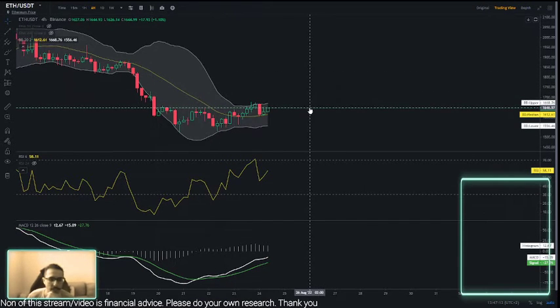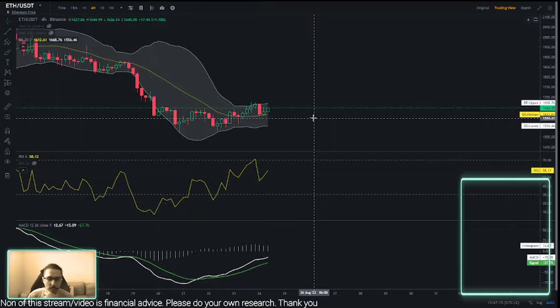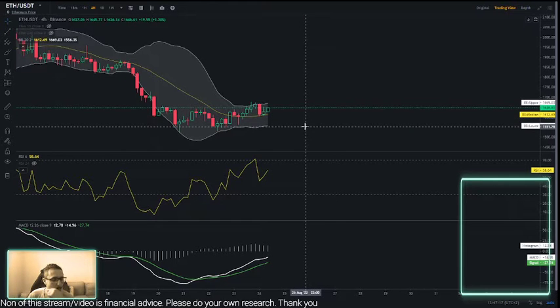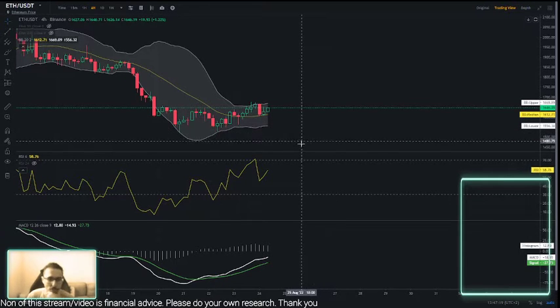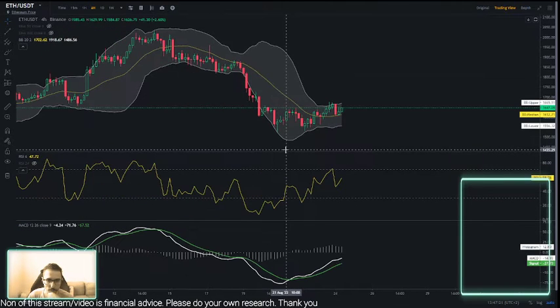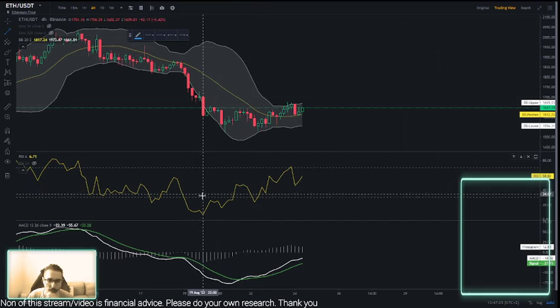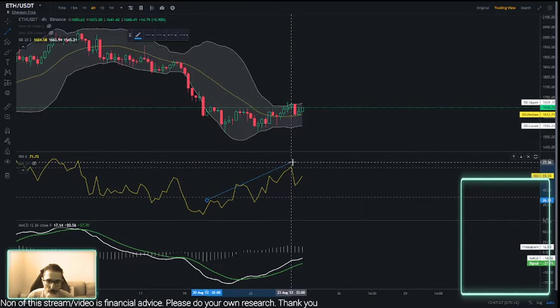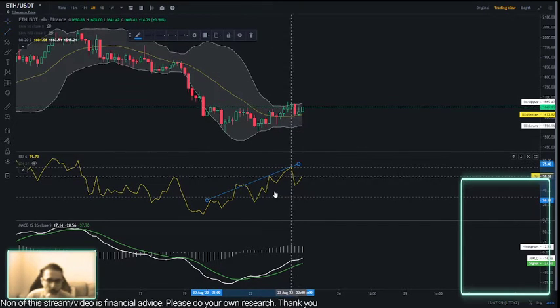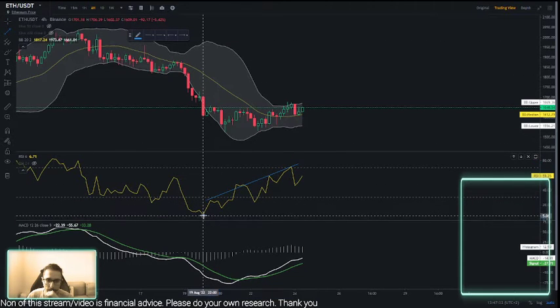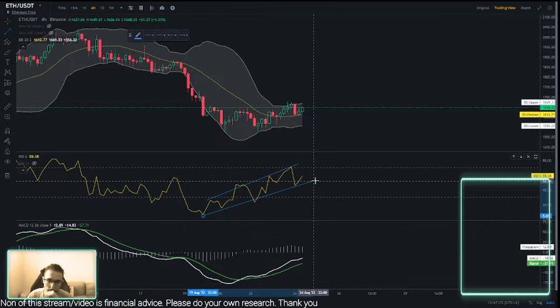Then the RSI indicator. It is at 58, so again it's a pretty neutral number. Here what we can see, let me see if I can draw here. Yes, it appears I can. Cool. Alright, we have something here which looks like that. Here one bottom, another bottom.